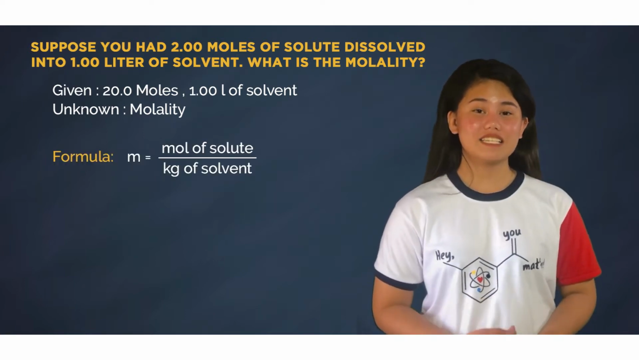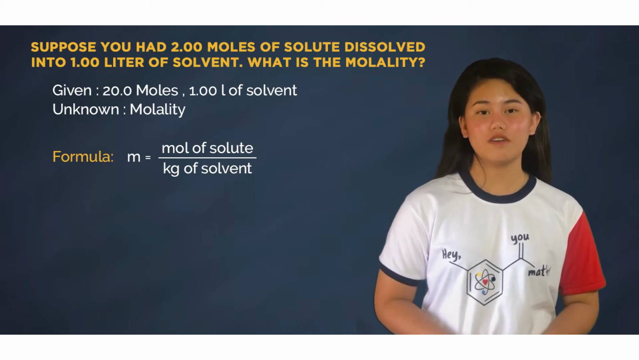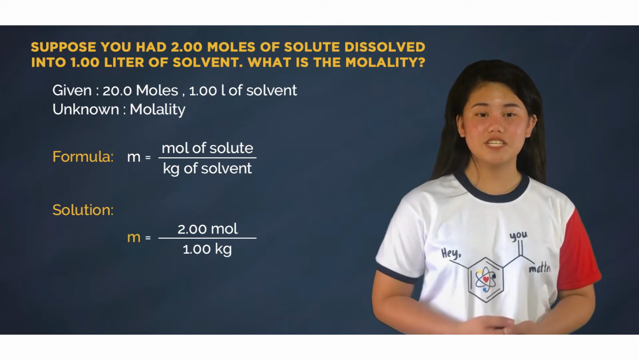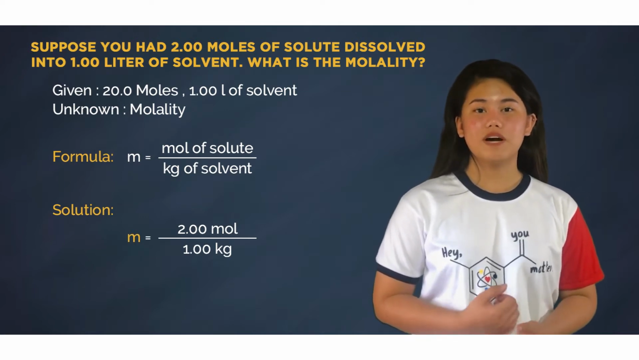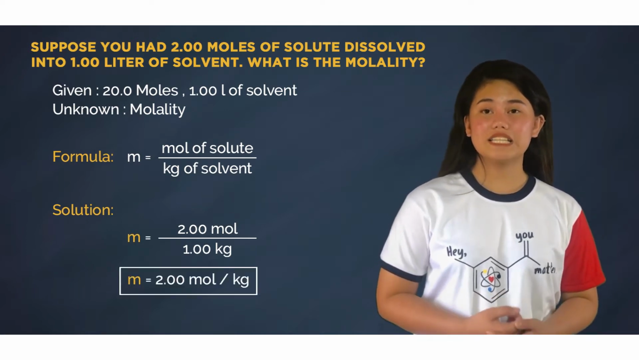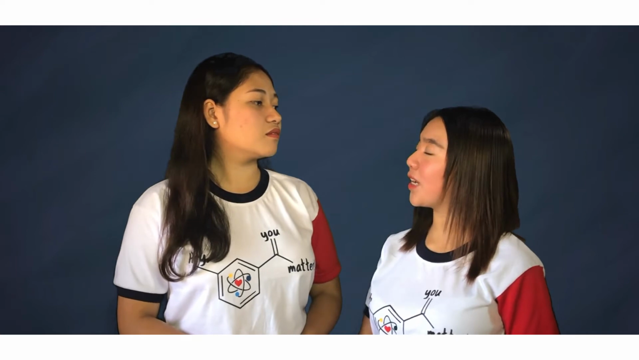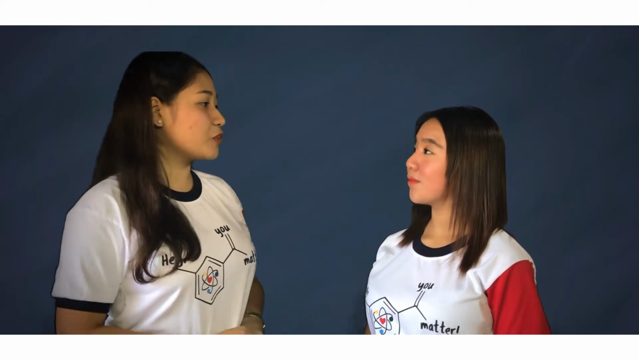Formula, molality is equal to moles of solute over kilograms of solvent. Molality is equal to 2.00 moles over 1.00 kilogram. Molality is equal to 2.00 moles per kilogram. How about you? Do you think you can give another example? What is molality? Yes, I can challenge myself too.